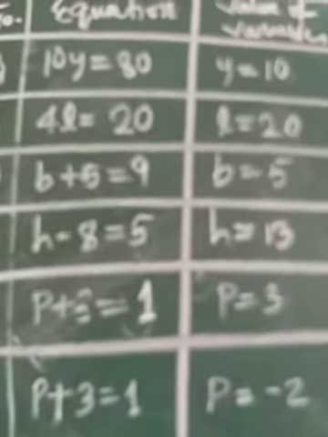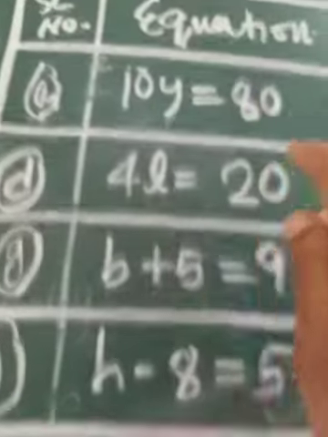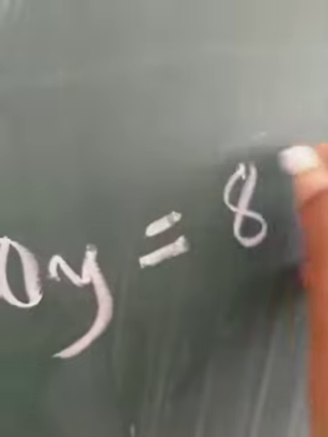Okay. So you just have to understand what you have to do with this box. Now this is an equation given. See, I am writing 10y equals to 80. This is an equation given and the value of the variable is given, y equals to 10.